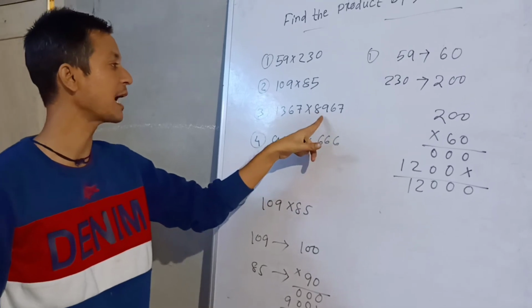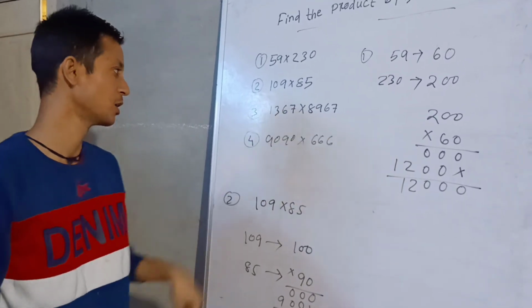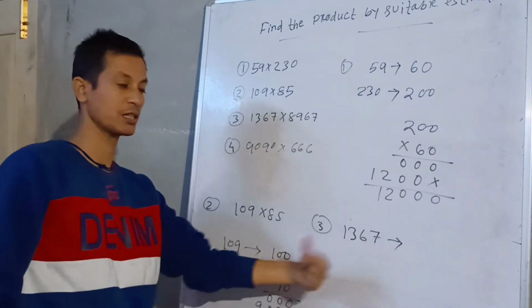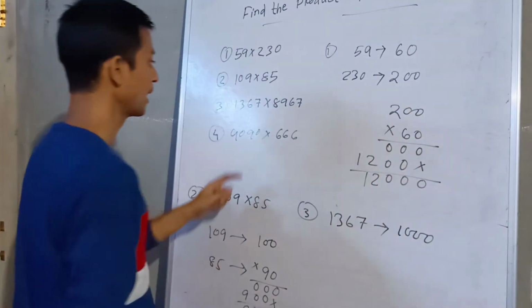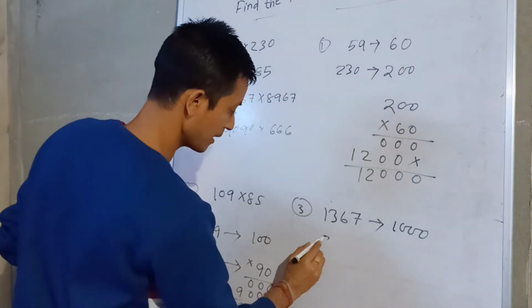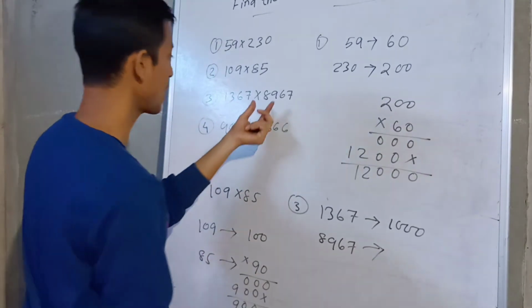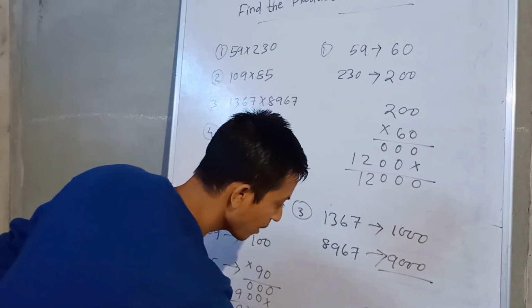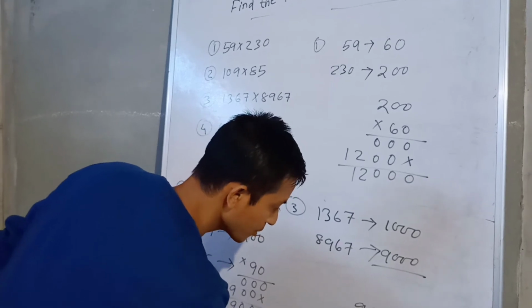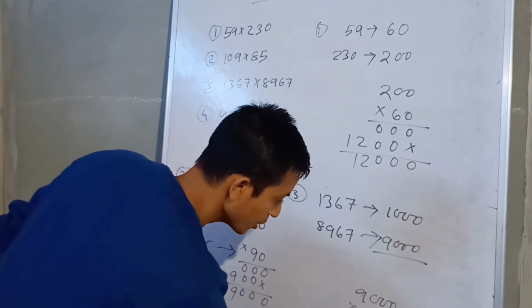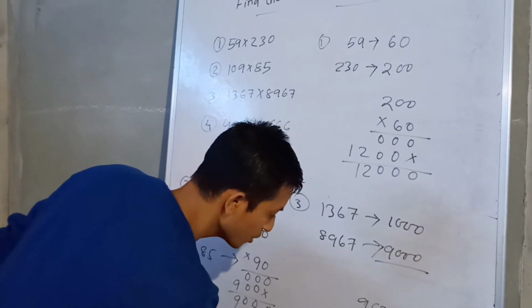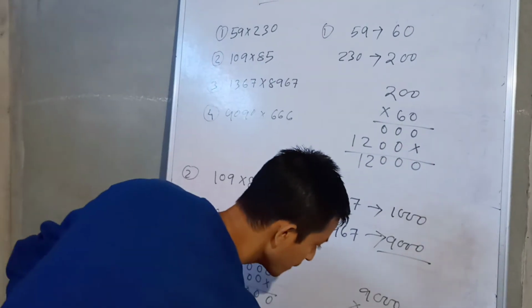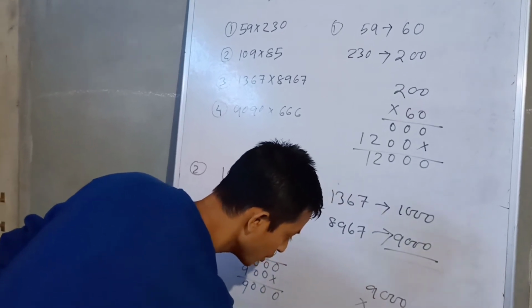Now number 3, 1367 into 8967, both are 4 digit numbers. So for 1367, the nearest 1000 is 1000, and for 8967, the nearest 1000 is 9000. So here we multiply 9000 into 1000, which gives 9 followed by six zeros.